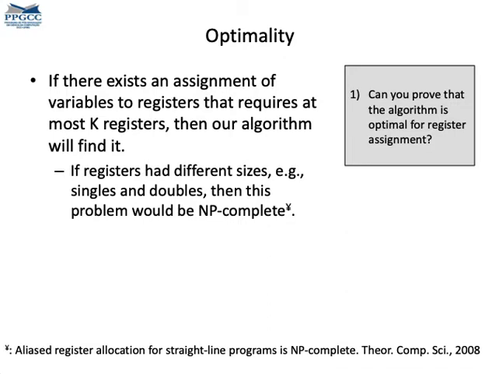Notice that the problem of finding the minimum number of registers for a basic block actually has a polynomial time solution. This problem is equivalent to coloring interval graphs, which is a problem with an exact solution in polynomial time. In this case, we are assuming that all the registers have the same size. Otherwise, the problem would become NP-complete. I leave a link to a paper here in case you want to know more about it.